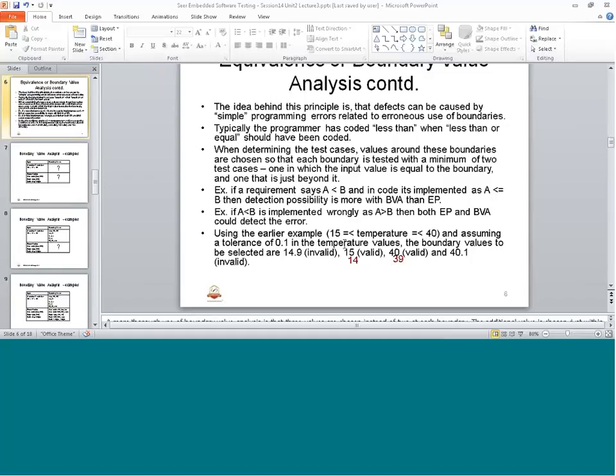And of course we have a tolerance of 0.1, so definitely in terms of boundary we need to have the 0.1 considered on the lower side. After applying it to the 15, we can have 15.1 here, and 39.9. Right. So these are some of the valid and invalid equivalence classes and the boundary value analysis.